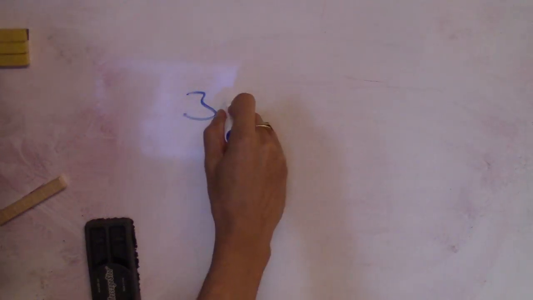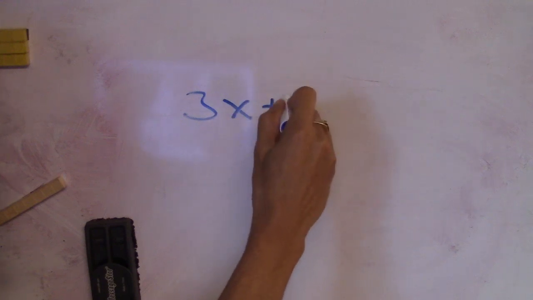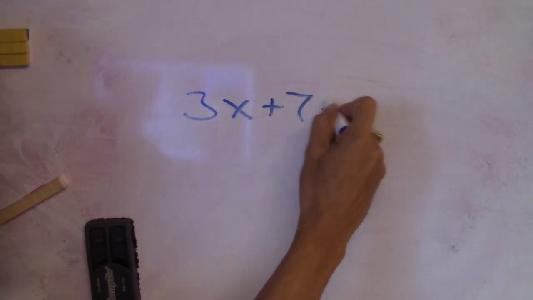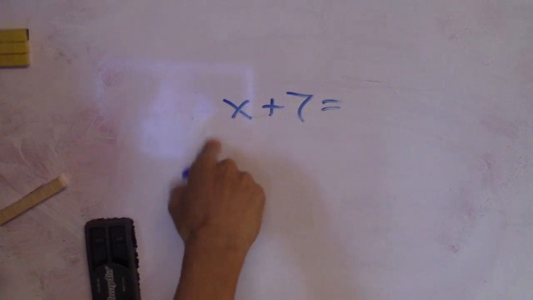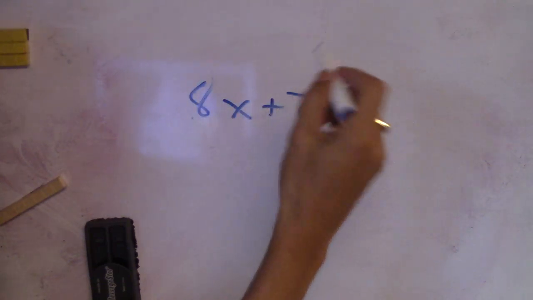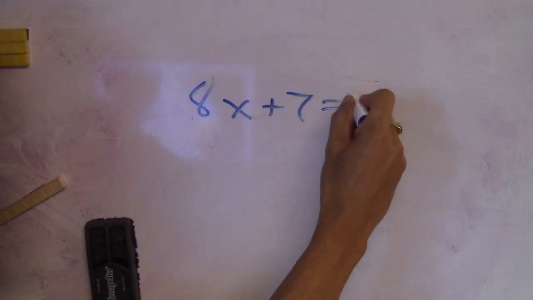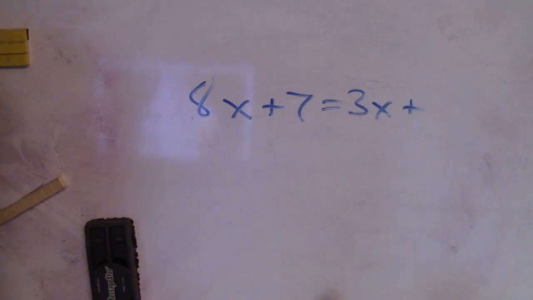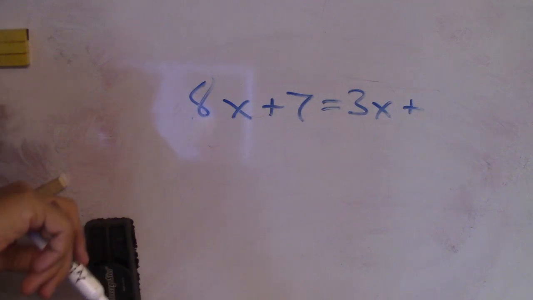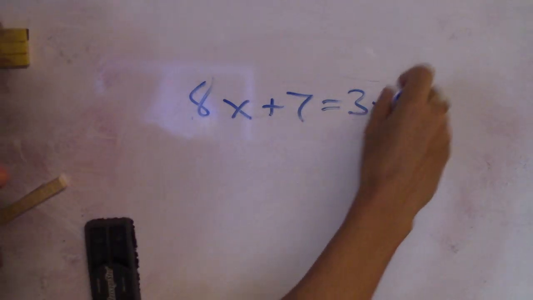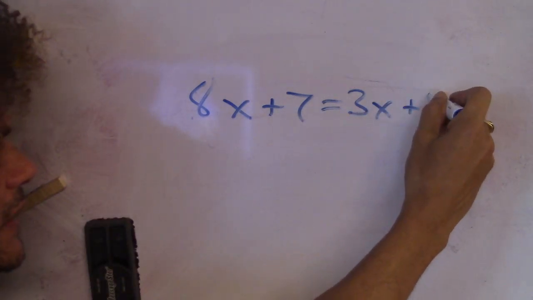All right, how about if I get bigger and I'll make this one a bit of a fraction and it'll be more fun. All right, 3x plus 7 is the same thing. Oh, actually, let's make this bigger. 8x plus 7 is the same thing as, I don't know, 3x plus... what do we got there? Oh yeah, that'll be good. Let's go with 20.